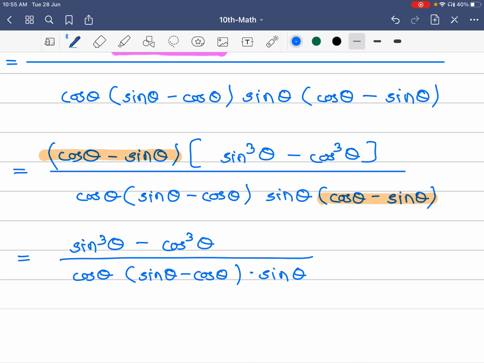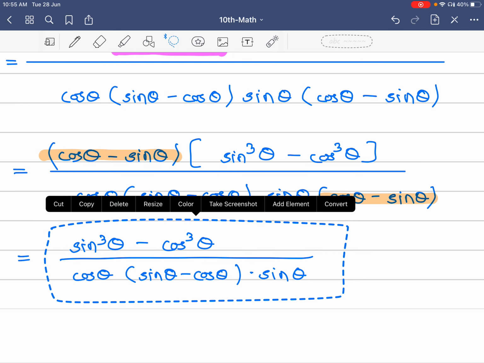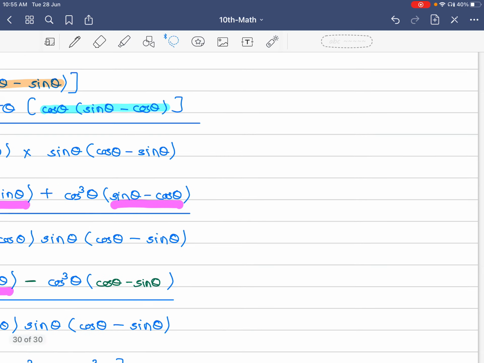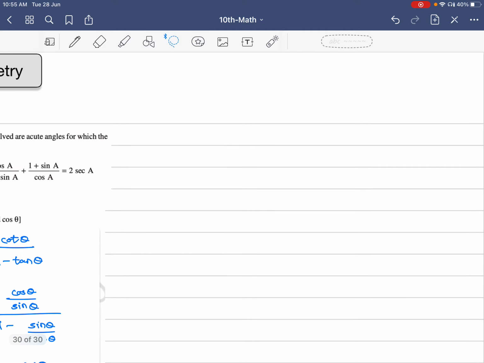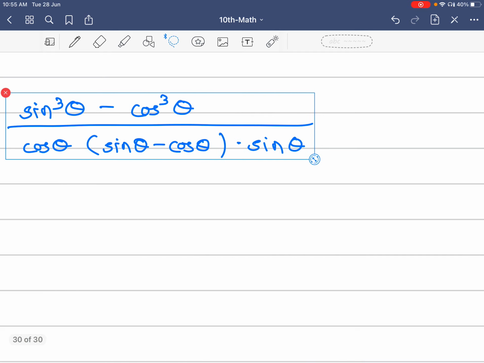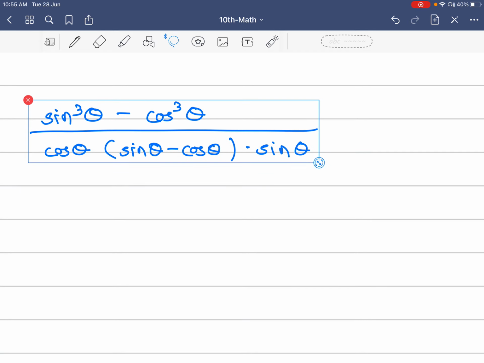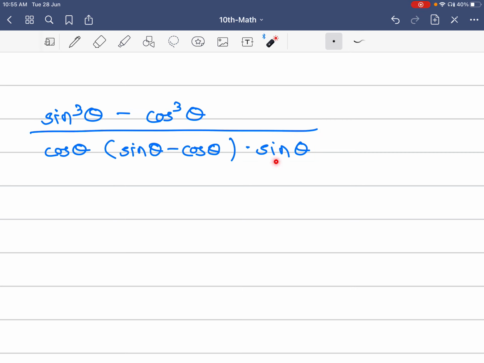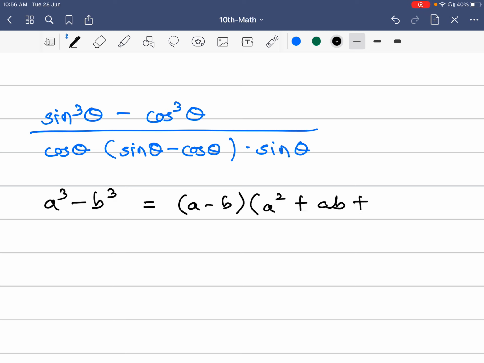Now let us create a copy of this so that we can transfer it. Copy. Paste. Cool. So this is our term now: sin cube theta minus cos cube theta, the whole upon the denominator. Now once again we are going to use another identity, which is a cube minus b cube equal to a minus b, into a square plus ab plus b square. This is the identity of a cube minus b cube.